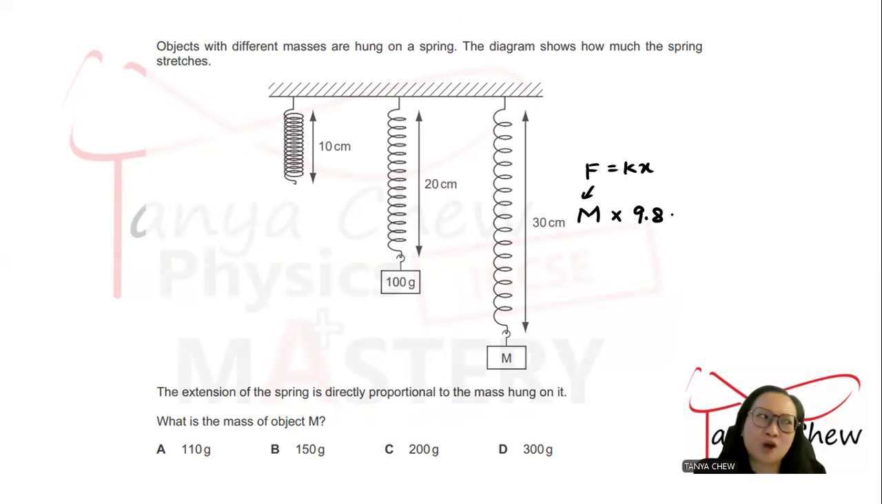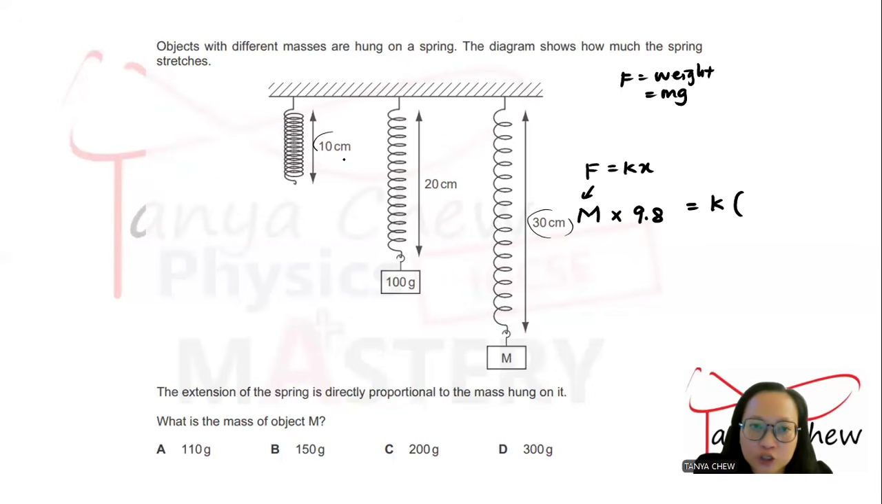But this mass, I'm not going to change to kilogram. I'll just put it in gram first, right? 9.8 F is equal to the weight, actually. Weight is equal to mg, if you must know, right? Which is equal to the spring constant times the extension. Extension has to be final length minus original length.